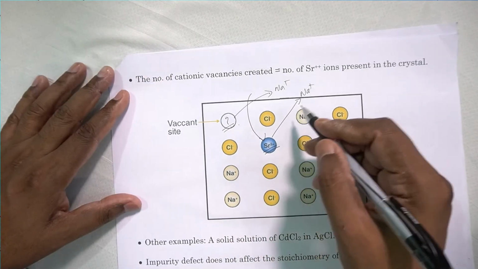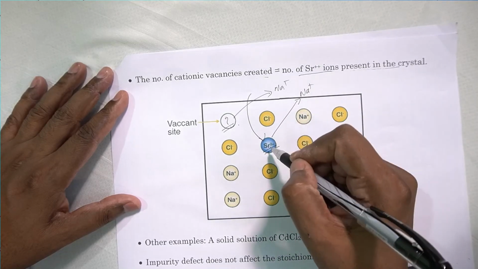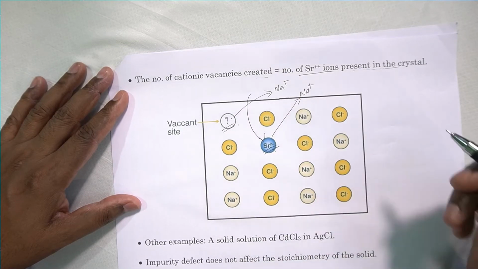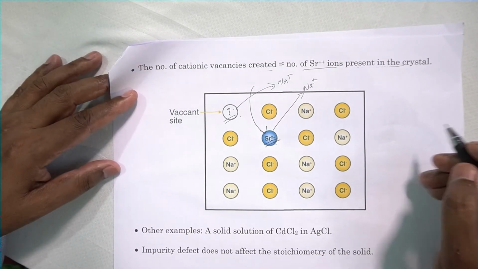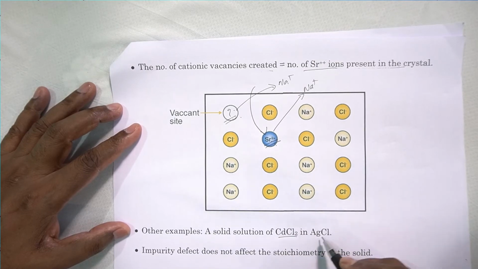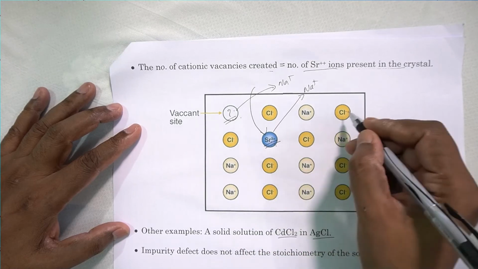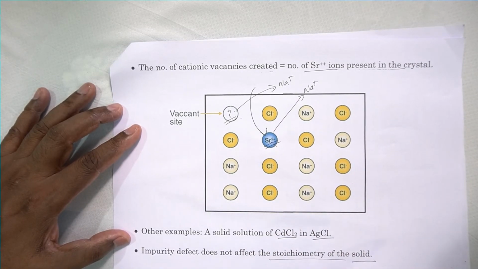In other words, the number of vacancies created is equal to the number of strontium ions. One strontium ion comes in, one vacancy is created. So this is called an impurity defect, which is very common in sodium chloride. Other examples are cadmium chloride, CdCl2, and silver chloride, AgCl. One important thing to understand is that it does not affect the stoichiometry of the solid, because the charges are matching and the ratio is the same.